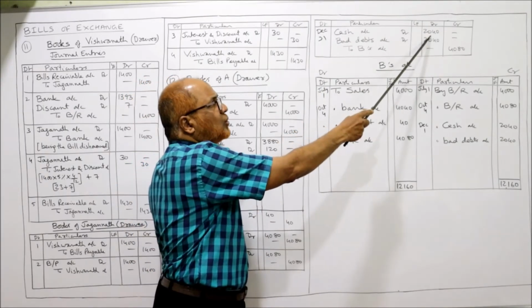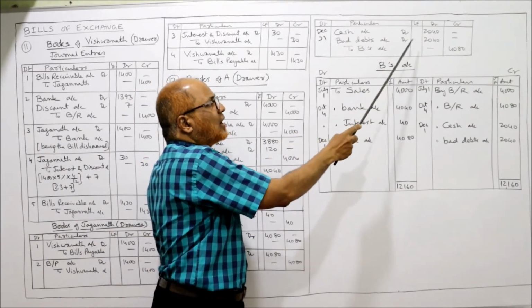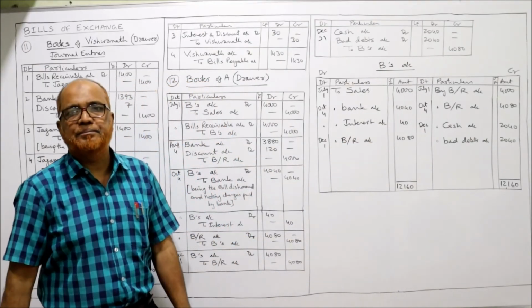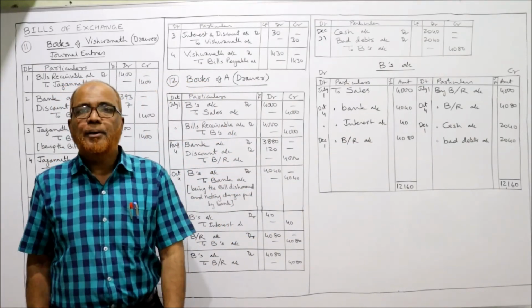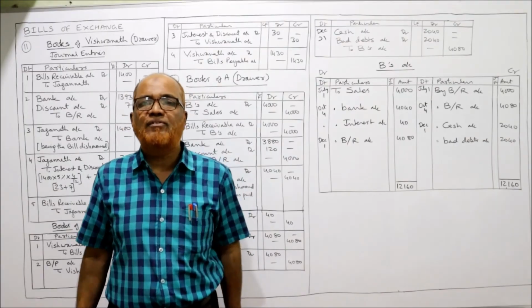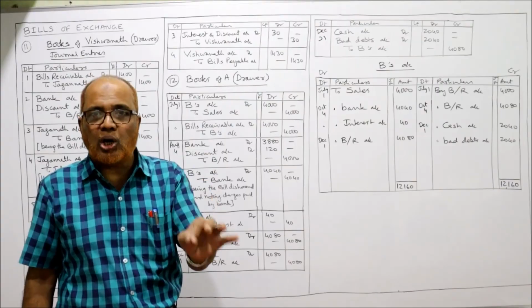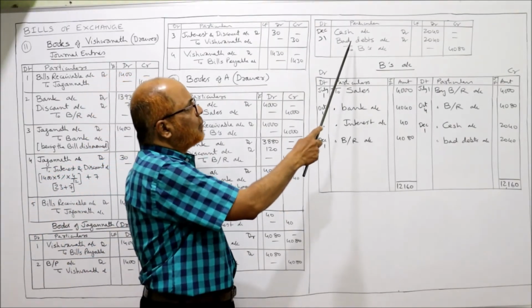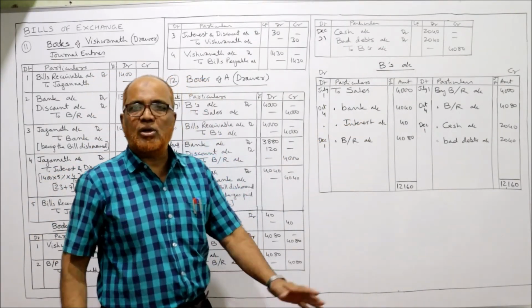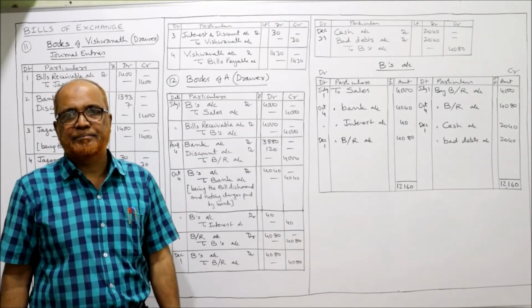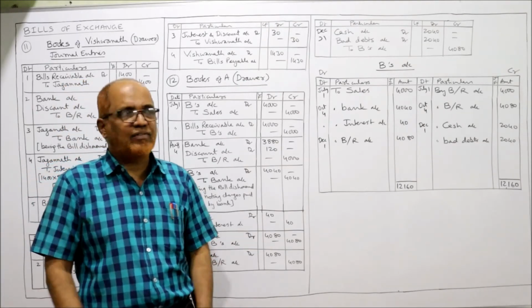So cash account debtor 2040, bad debts account debtor 2040 to B's account 4080, being the final amount received from B's estate. So 2040 rupees is a loss. That loss is debited to bad debts account.